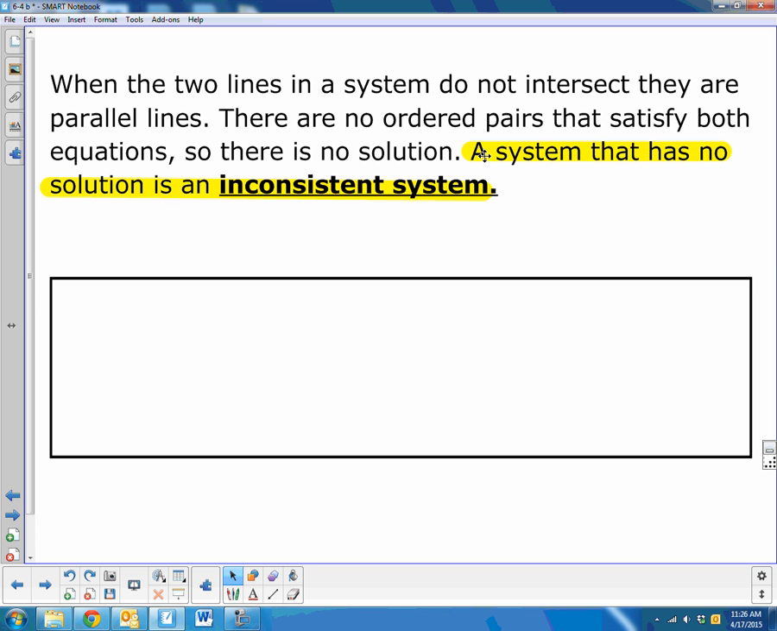That box there, you don't need that box. So a system that has no solution is called an inconsistent system. And I'm going to circle this as well, that they are parallel lines. And I'm going to reinforce that they are two distinctly different parallel lines. Two lines that are parallel have no solution. It's inconsistent.